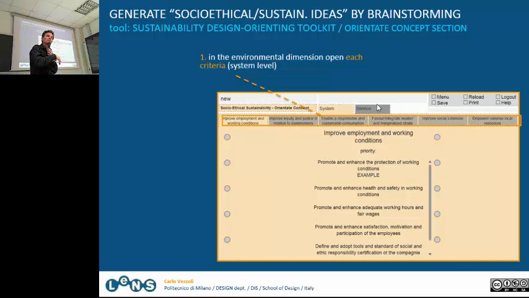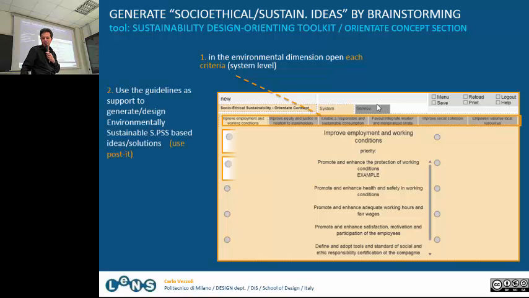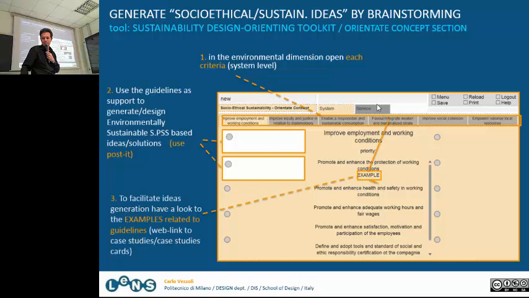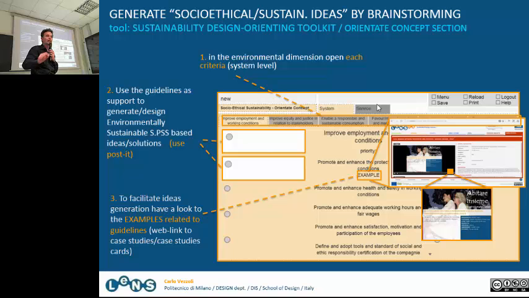Then, after brainstorming and generating ideas for the environmental dimension, you go to the socio-ethical dimension. For the socio-ethical dimension, you remember we have again 6 criteria. We have some guidelines, and we have some examples. So the scheme is the same. You can read the guidelines, you can click and look at some examples, and then you brainstorm and you come out with some ideas.